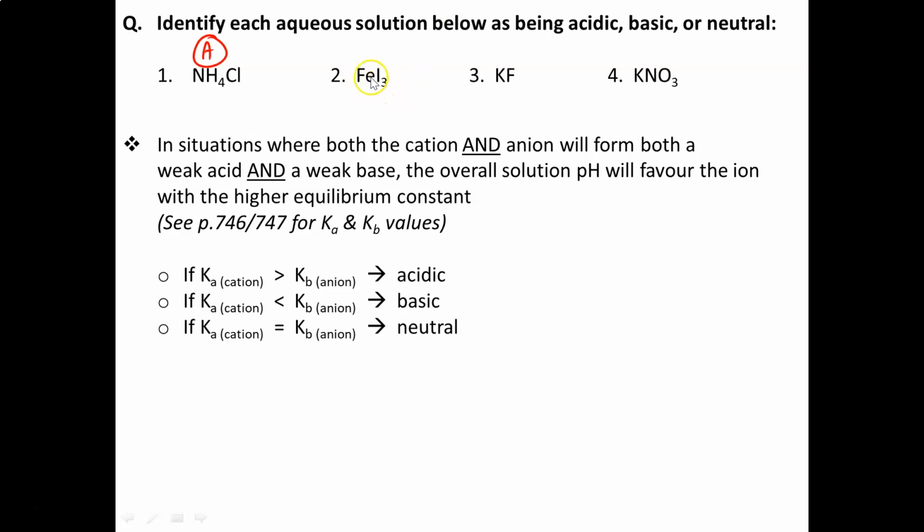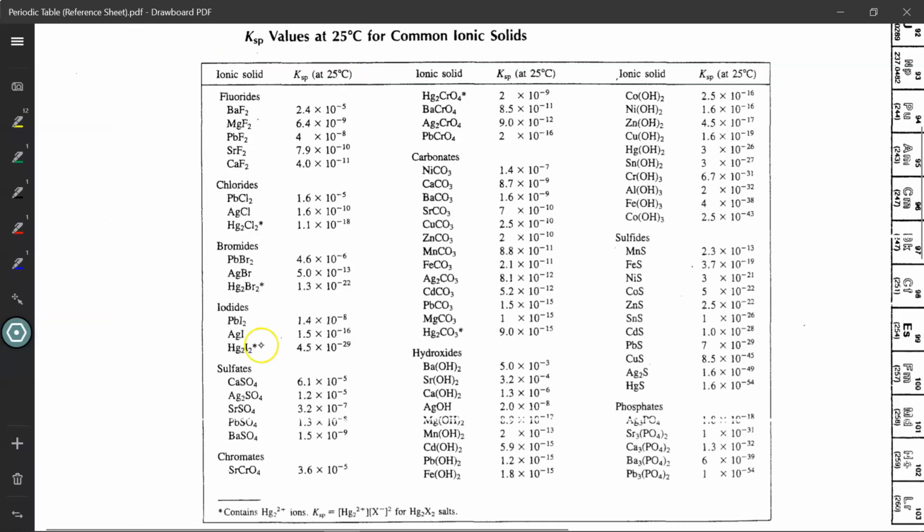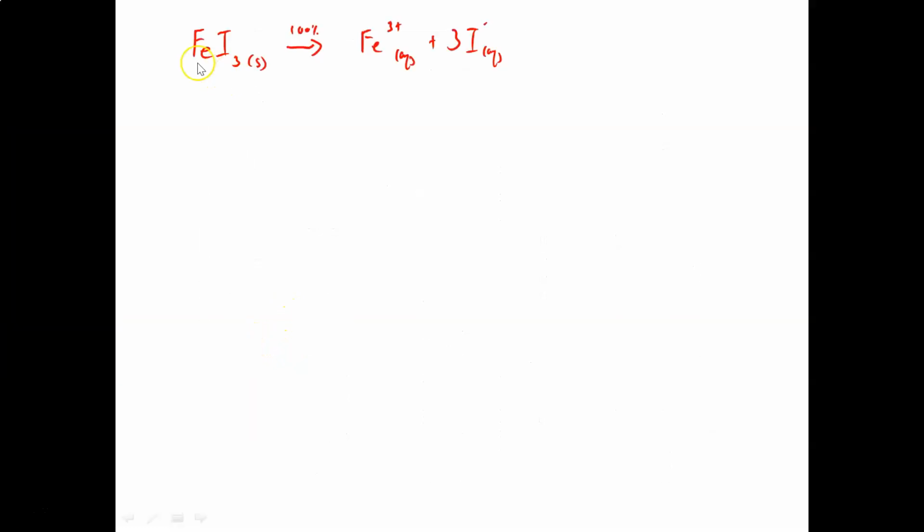Alright, so let's try the FeI3 and see how that will undergo salt hydrolysis. Again, looking at the blue reference sheet, we see that the FeI3 is not present under my Ksp section, so we can assume that iron 3 iodide is completely soluble. So the solid iron 3 iodide will 100% break up in water, dissociating to the ions Fe3+ and 3 iodide ions. Let's check and see how each of these ions will react with water through salt hydrolysis.